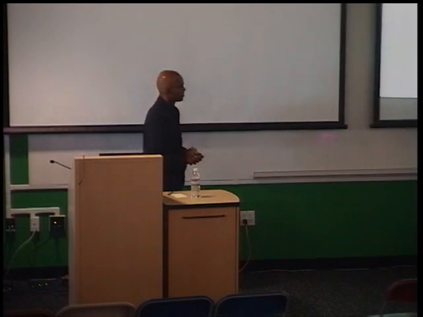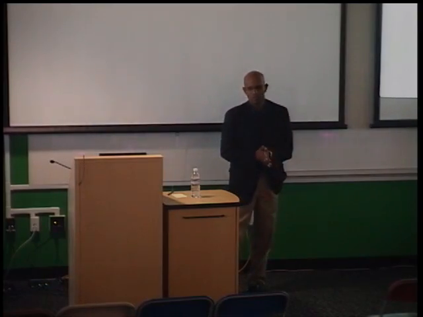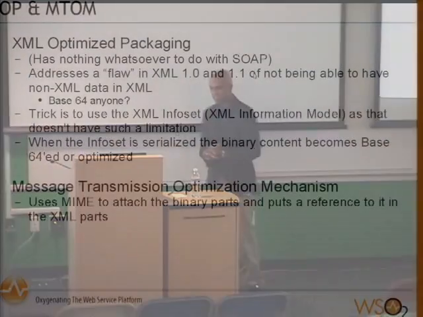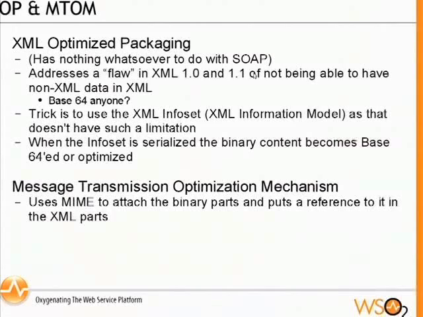So let me explain what those are. XOP stands for, these are W3C standards, by the way, XOP stands for XML optimized packaging, which basically addresses the problem of having non-XML stuff in XML using a trick in the XML info set. So XML info set is the information model of XML. That means it's the abstract description of what an XML document represents, basically.